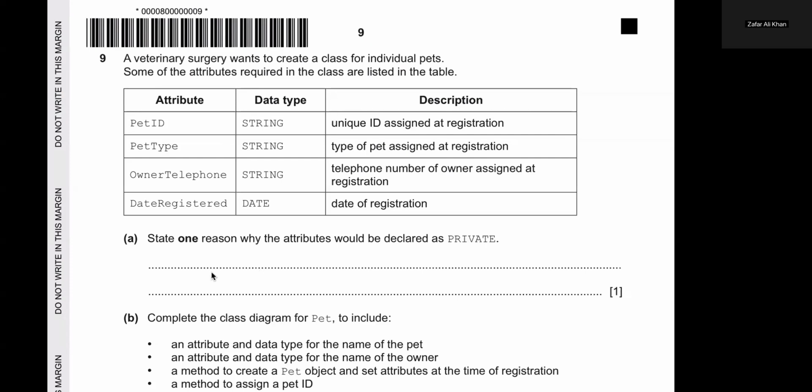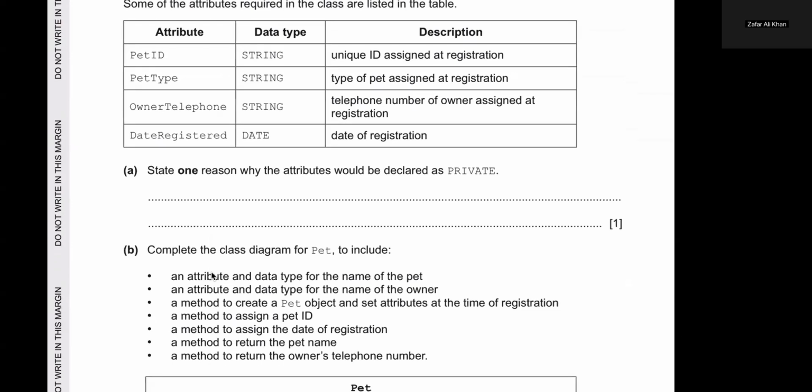Part A asks why we declare attributes as private. This is a key aspect of encapsulation, protecting the internal data of an object. By making attributes private, access and modification are controlled through public methods, allowing the class to enforce data integrity and hide implementation details for better maintainability and flexibility.